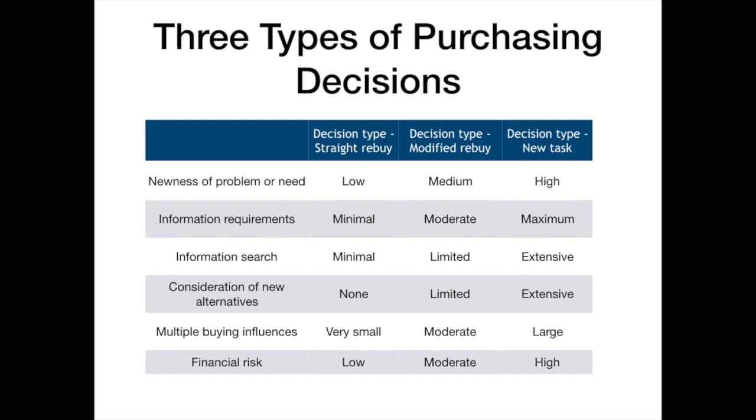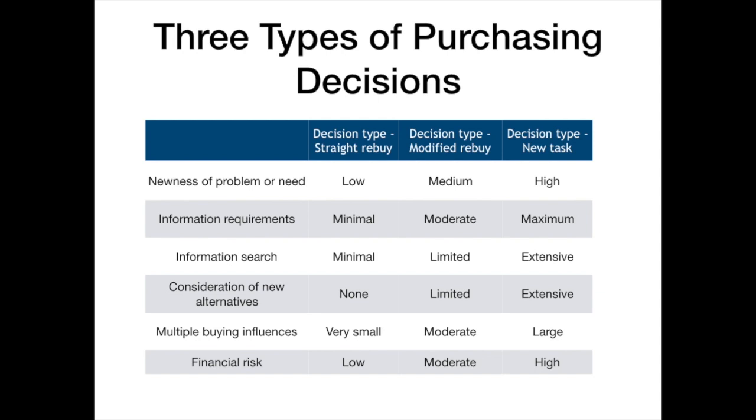It's also good to consider what type of purchase decision is being made. Usually, as a salesperson, this determines how much involvement you're going to have with that client or that prospect. You may have seen these before. The decision types are straight rebuy, modified rebuy, and a new task purchase.